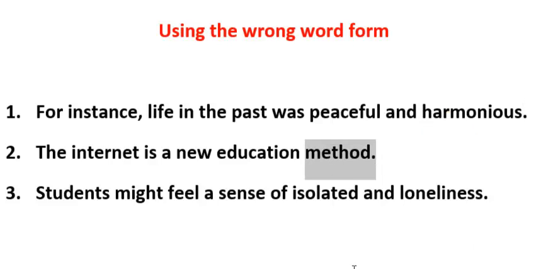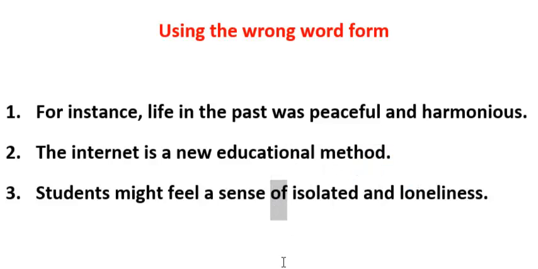Now we have here a noun. What comes before a noun? An adjective. However, education here is a noun form. We need to change this noun form into an adjective. How do we do that? By adding al. And in the last example, students might feel a sense of isolated and loneliness.